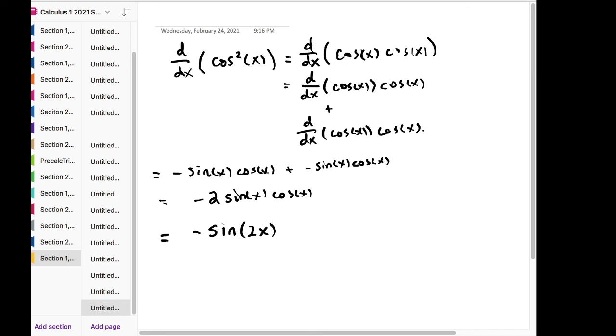Does anybody know why this is true? Why is this equal to this? That is true, but there's a reason why that's true. Why is negative sine of 2x the same thing as sine of negative 2x? Why can I bring the negative inside? Not periodic, but it's another property of sine.